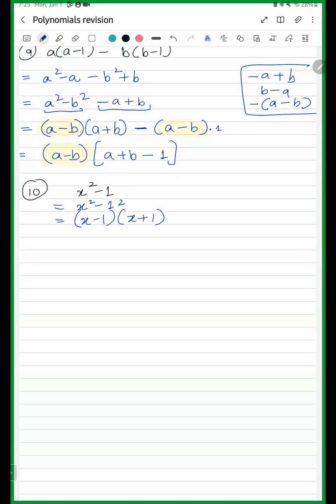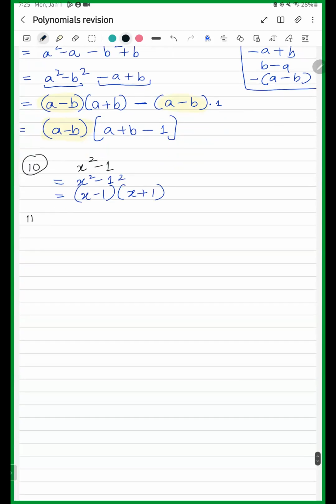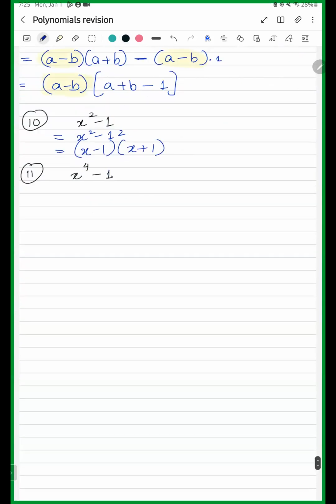Now, similarly, if I give you x to the power 4 minus 1, then we can write this as x to the power 4 minus, or let's do one thing. Let's write it as x square whole square minus 1 whole square. So now again, think of this as your a square minus b square, which is a minus b into a plus b.